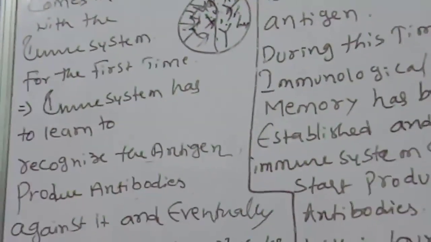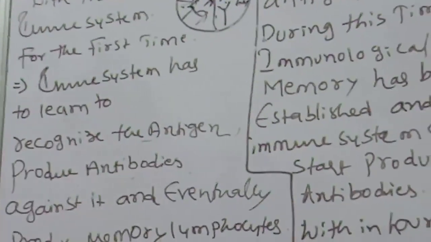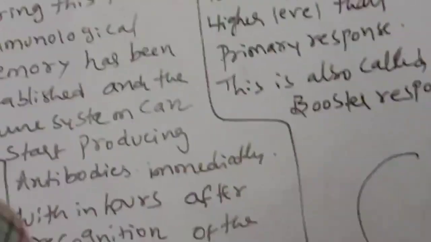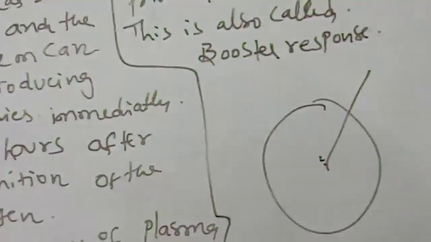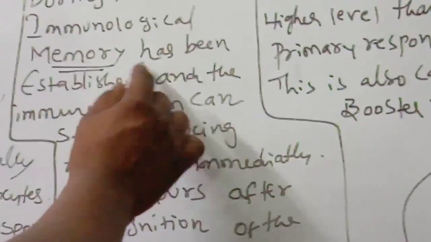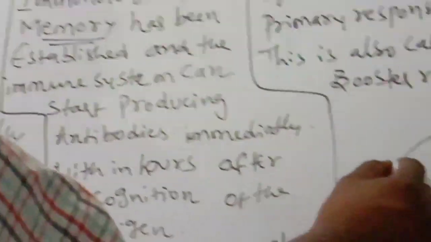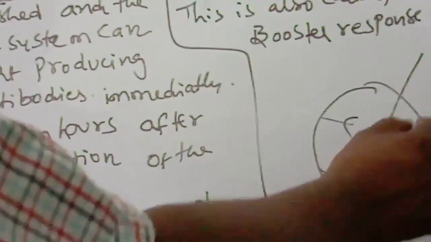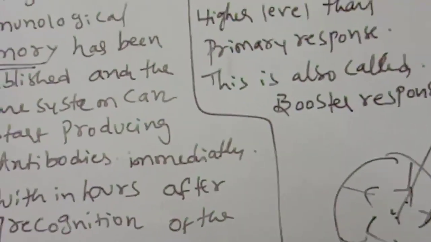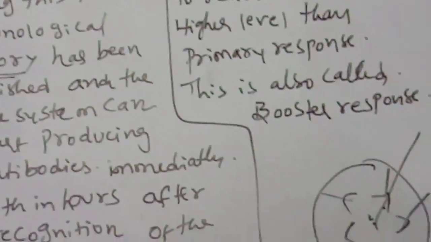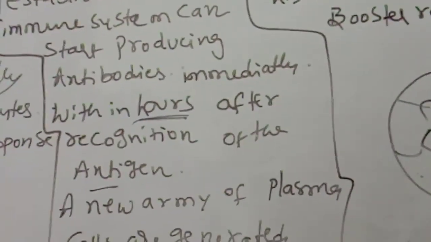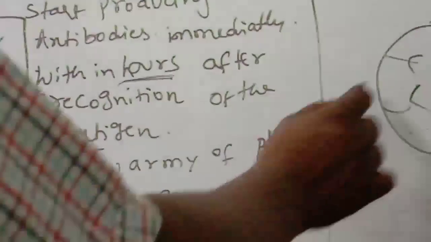But coming to the secondary immune response, it occurs when a person is exposed to the same antigen. So the same antigen came a second time. During this time, what will happen? Memory cells have been established in the immune system. These memory cells immediately start, and the immune system can start producing antibodies within hours after recognition of the antigen. A new army of plasma cells is also generated.